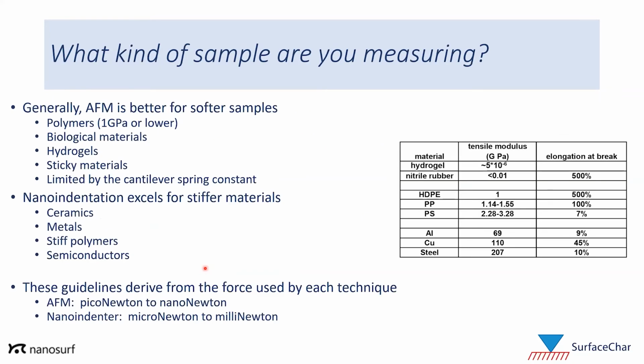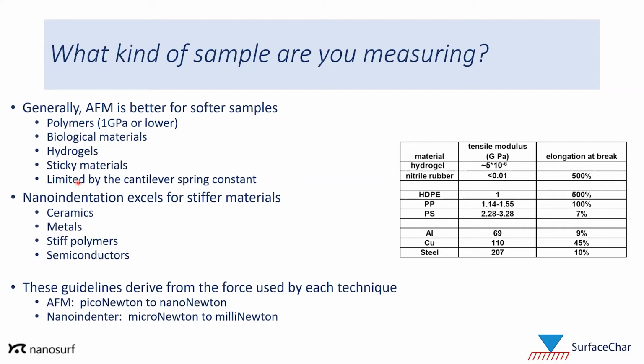All right, so our second question is, what kind of sample are you measuring? So generally, AFM is better for softer samples, where a general rule of thumb that I like to use is about a gigapascal or lower. And so the kinds of materials that corresponds to are polymers that are a gigapascal or lower, biological materials, hydrogels, some very sticky materials that also tend to be soft.